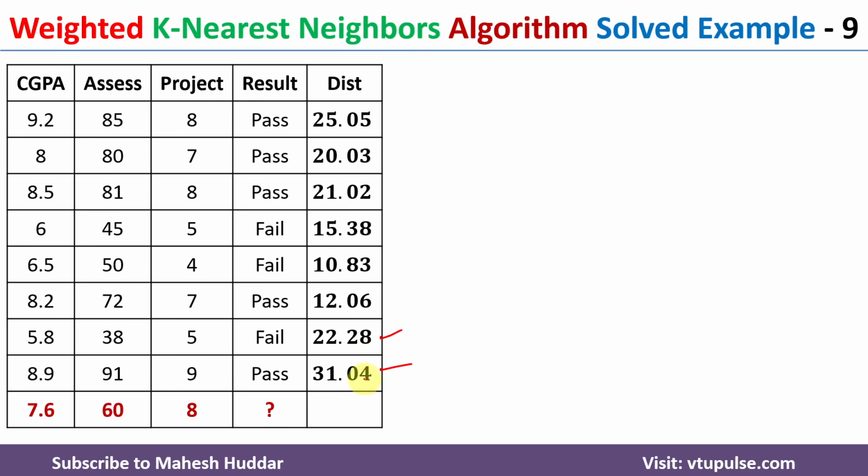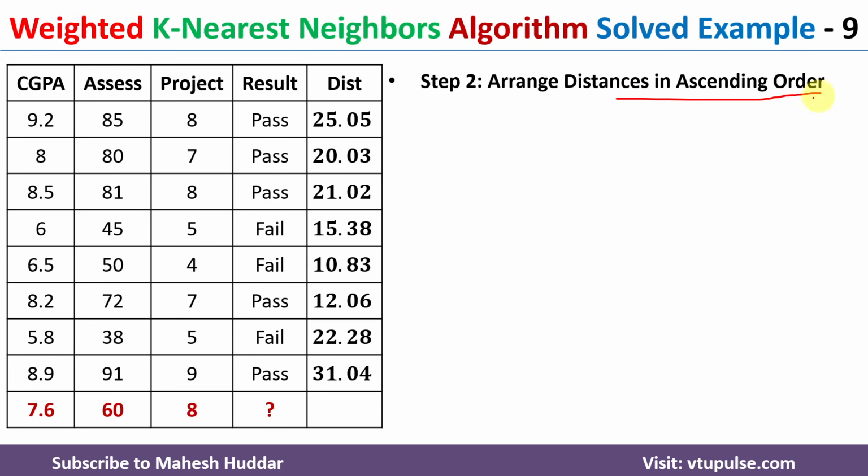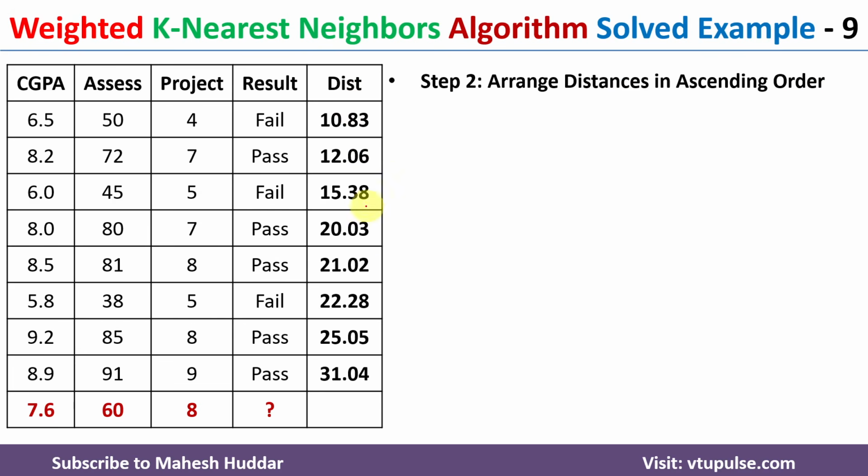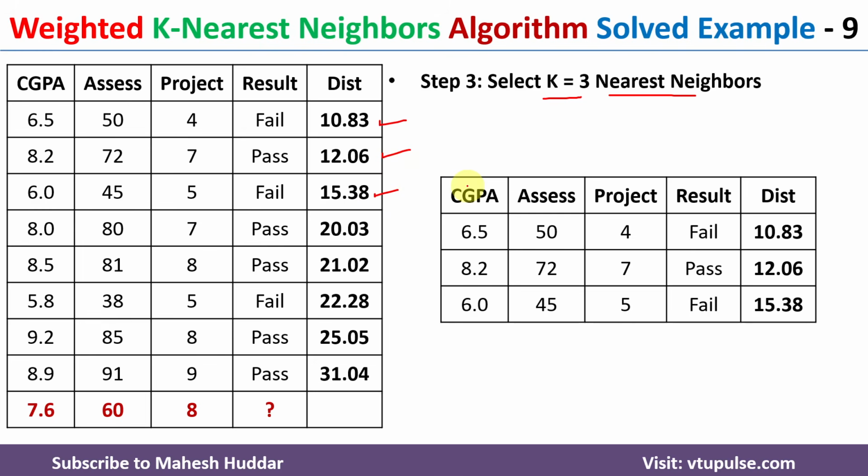Once you find the distances, we need to arrange all the distances in ascending order. Once you arrange the distances in ascending order, we already know that k is equal to 3. It means that we need to select the three nearest neighbors. Those are 10.83, 12.06 and 15.38. That is what I have written here.